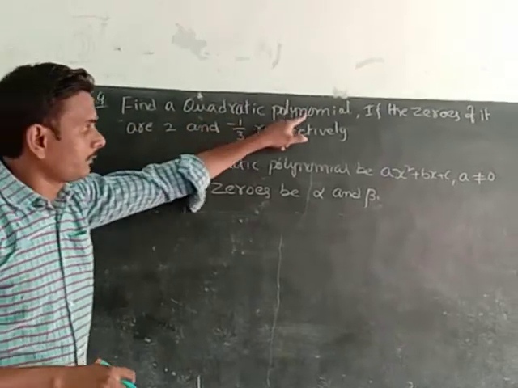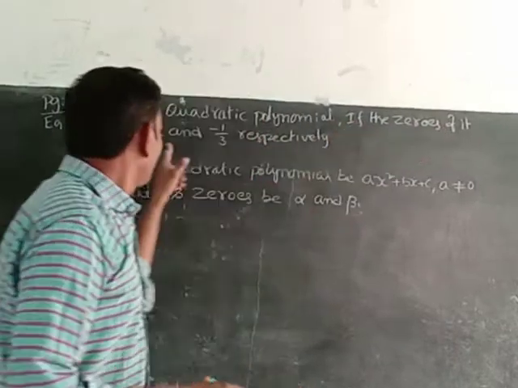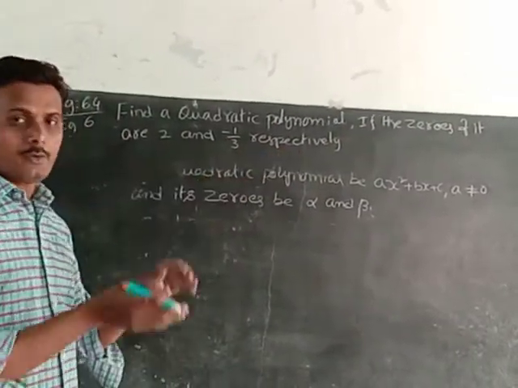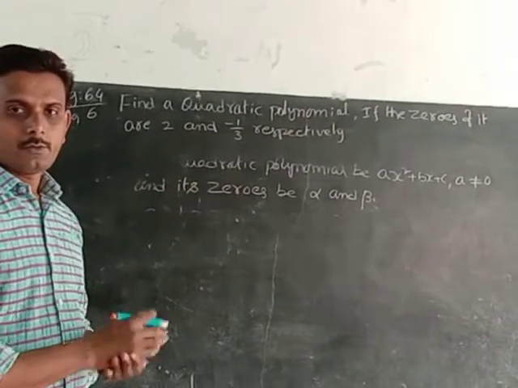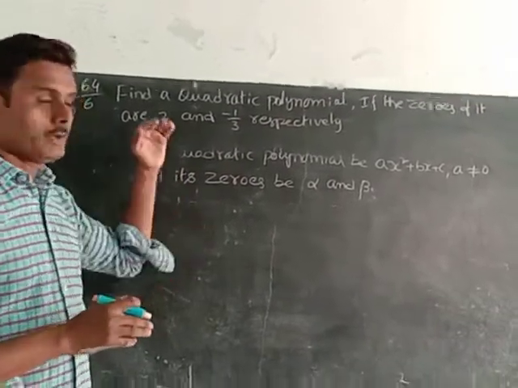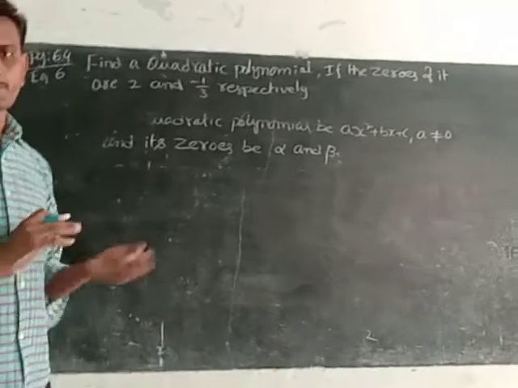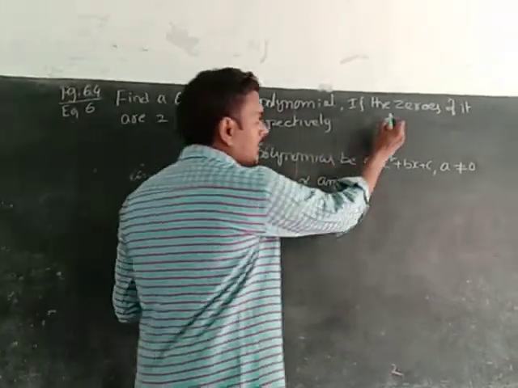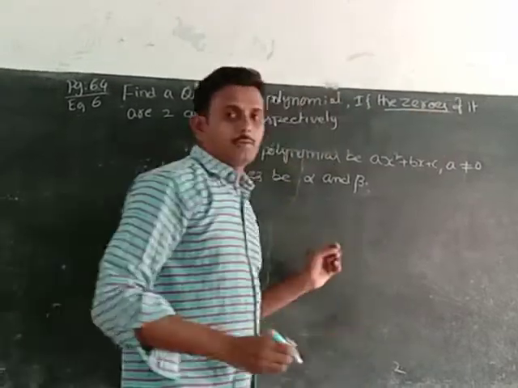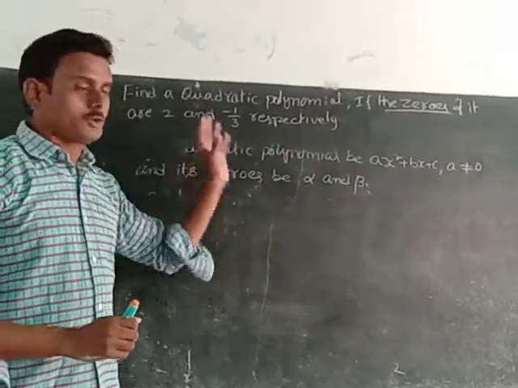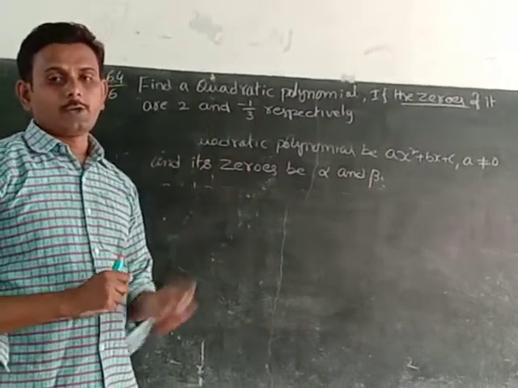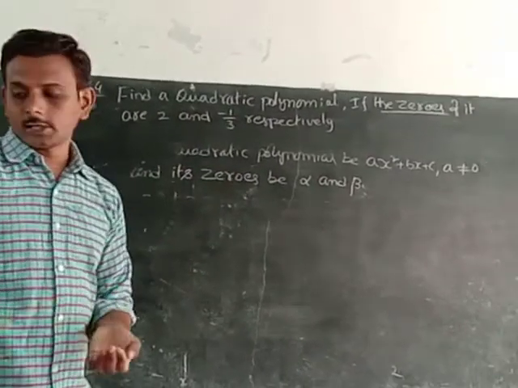Find a quadratic polynomial if the zeros of it are 2 and minus 1 by 3 respectively. If you compare with the previous question, there they gave the sum of zeros and product of zeros. But here we have to observe that only zeros are given, not the sum or product. Zeros given means take the first value as alpha and the second value as beta.